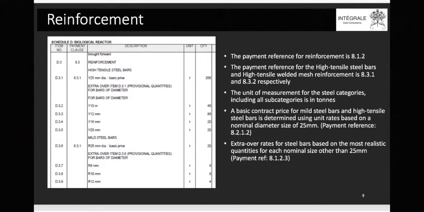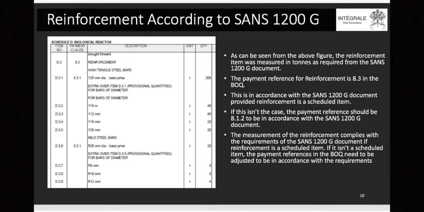It is unclear whether the bill specified scheduled reinforcement items. If it did, the BOQ is in accordance with the SANS document. If reinforcement isn't scheduled, the payment references for the basic prices should be 8.1.2.2 to be in accordance with the SANS 1200G document. There isn't a payment reference for extra over items. This isn't in accordance with the SANS 1200G document. The payment reference for the extra over items should be 8.9.2.3 for both high tensile steel bars and mild steel bars. The measurement of reinforcement complies with the requirements of the SANS 1200G document if reinforcement is a scheduled item. If it isn't a scheduled item, the payment references of the BOQ need to be adjusted to be in accordance with the SANS 1200G requirements.